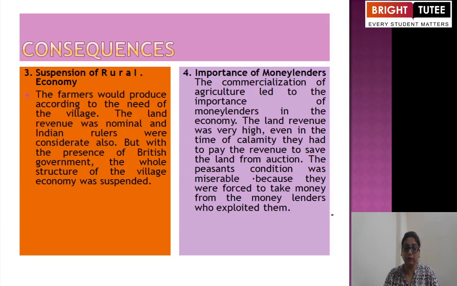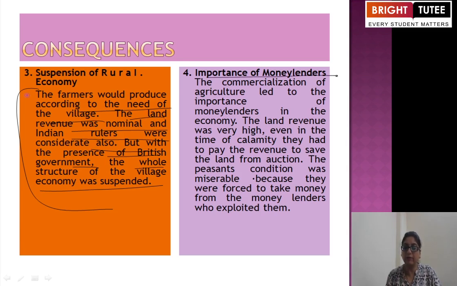Now, suspension of rural economy. The farmers produced according to the need of the village. The land revenue was nominal and Indian rulers were concentrated also, but with the presence of the British government, the whole structure of the village economy was suspended, which was a drawback.